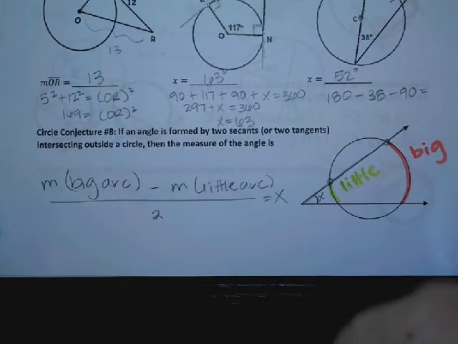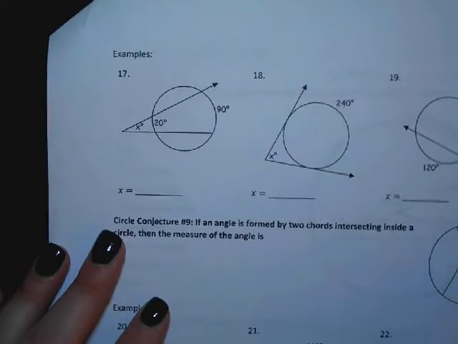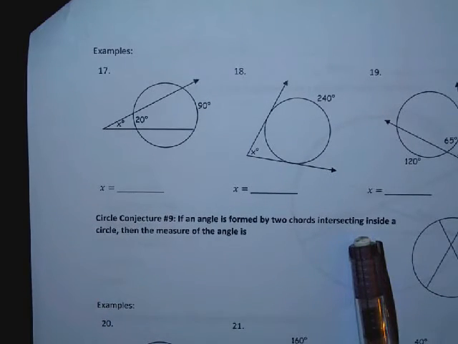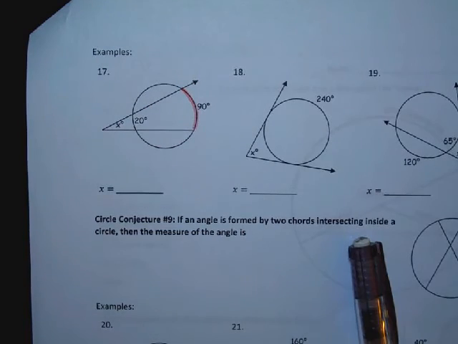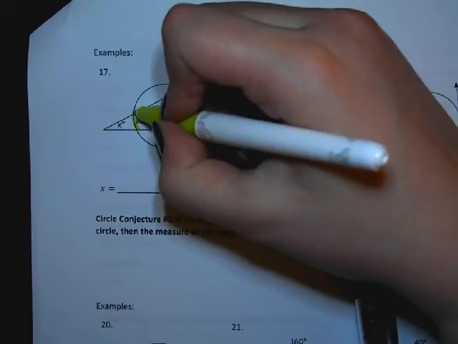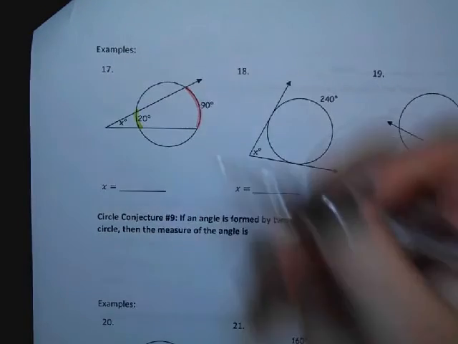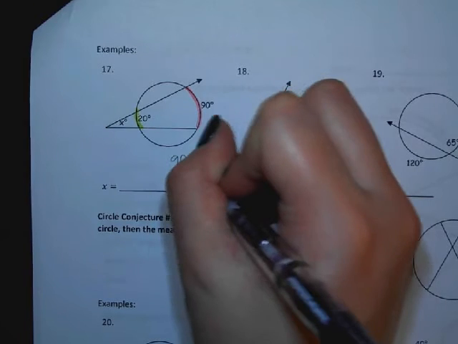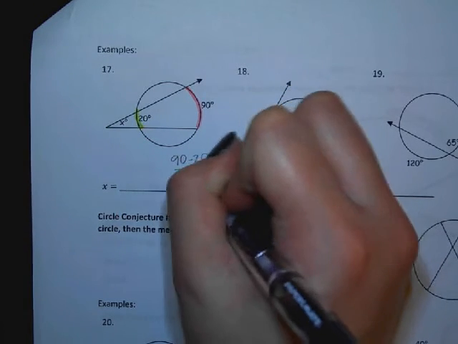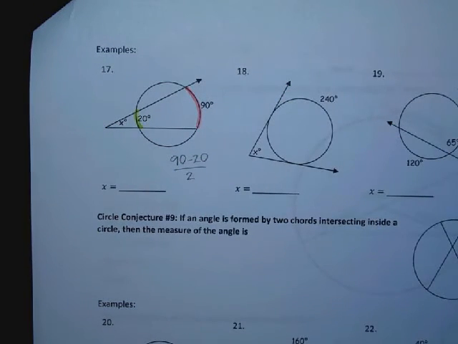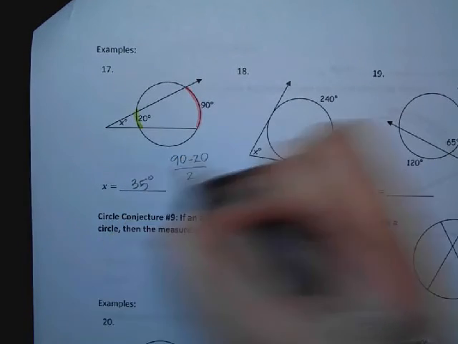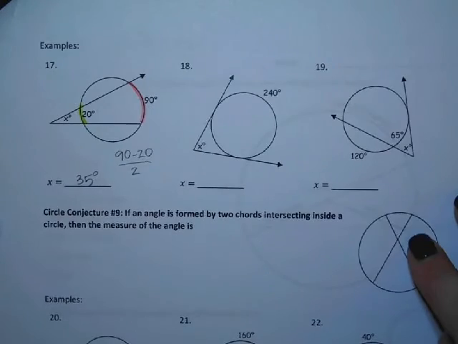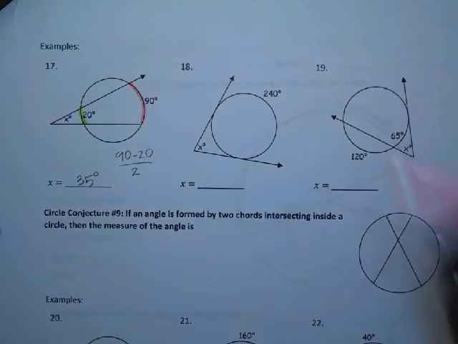All right, let's go ahead and flip the page. Okay, so big arc minus little arc. So 90 minus 20 we said is 70. 70 divided by 2, 35.